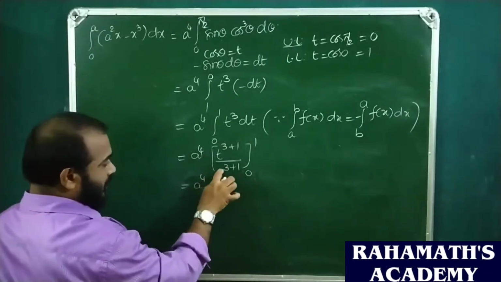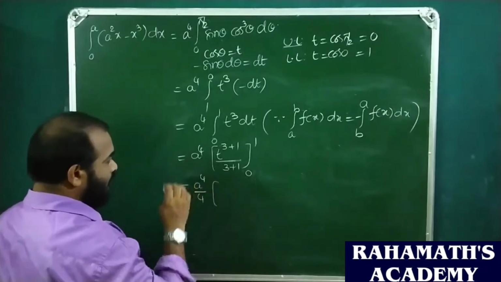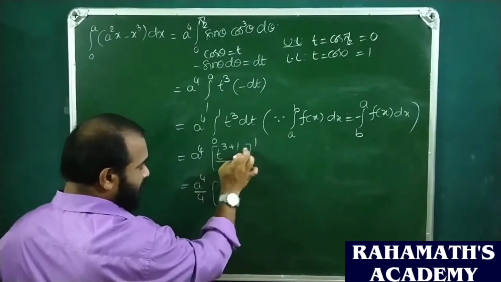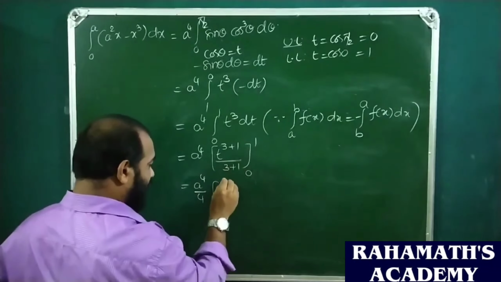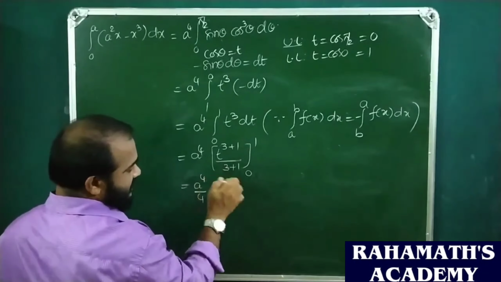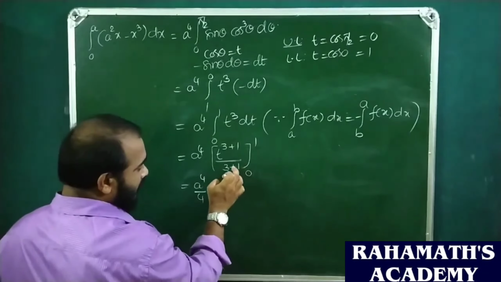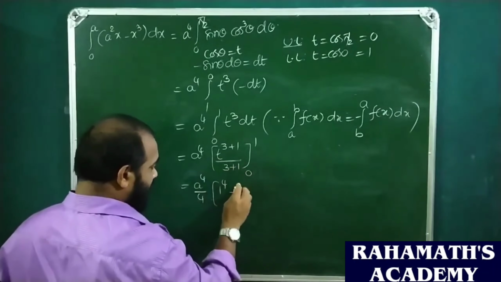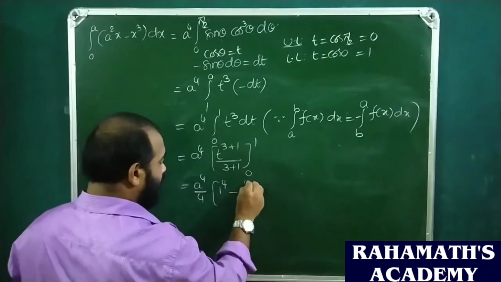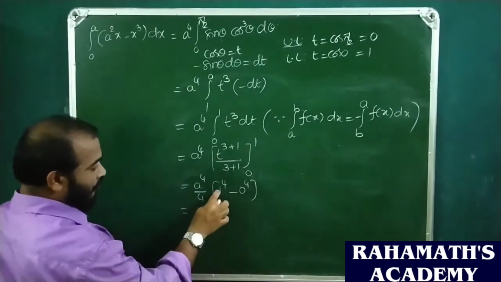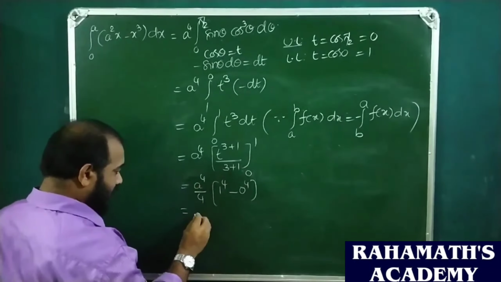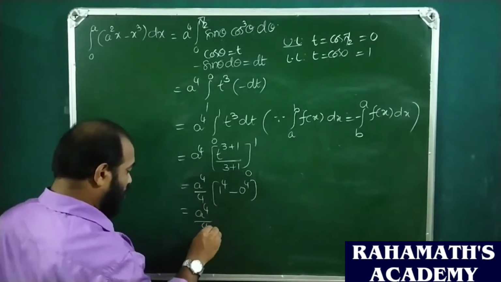A power 4, 3 plus 1 is 4, so this is t power 4. In the place of t, substitute upper limit 1. So 1 power 4 minus, in the place of t, substitute lower limit: 0 power 3 plus 1, so 4. So 1 power 4 is 1 minus 0, totally this is 1 into this, a power 4 by 4.